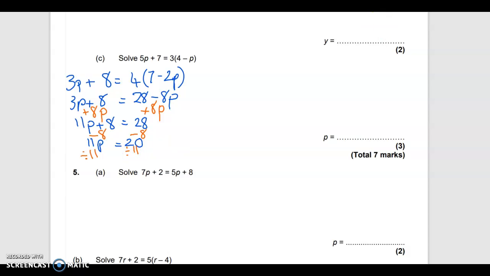Okay, so then I end up with p equals, now you can leave it as 20 over 11 because a lot of this is on the non-calculator paper, or you can cancel it down to a mixed number, so that's 1 whole and 9 over 11. Or you can do it with a calculator if you have a calculator to have a decimal answer.